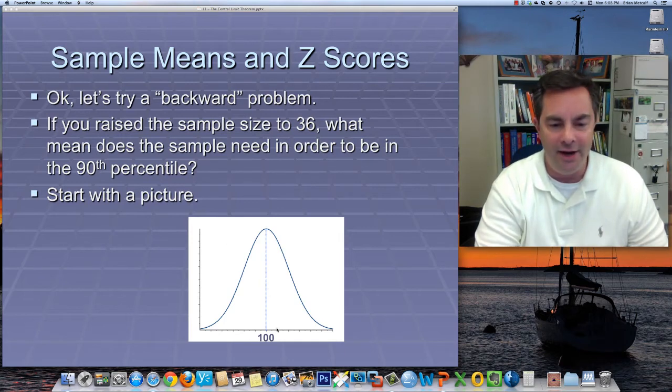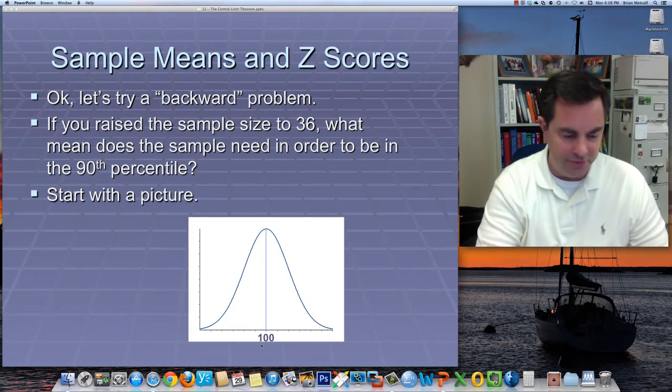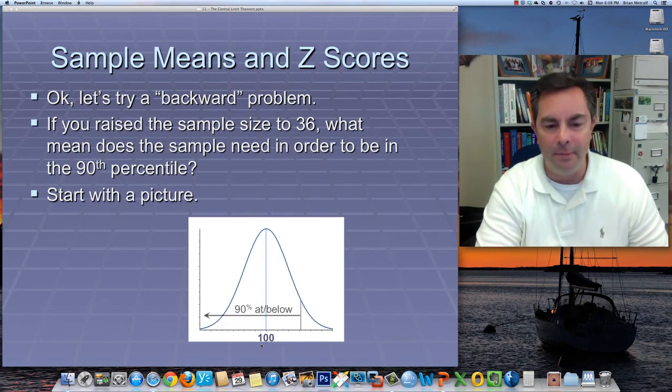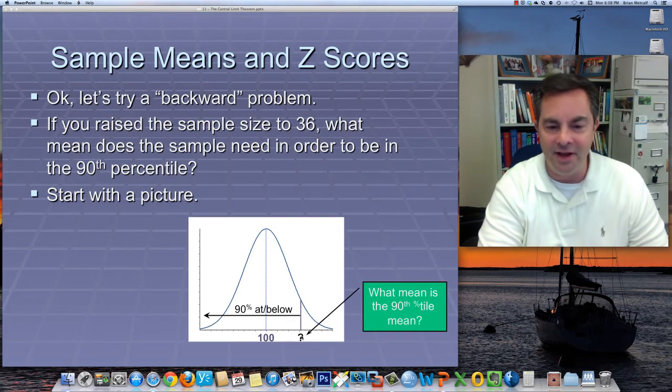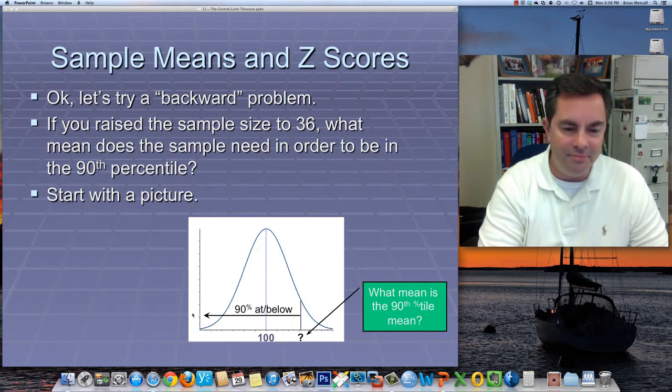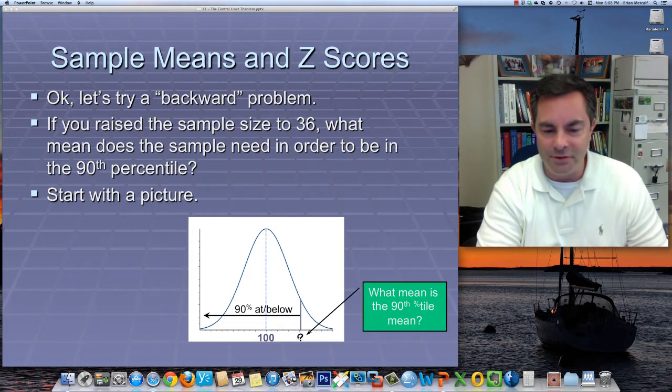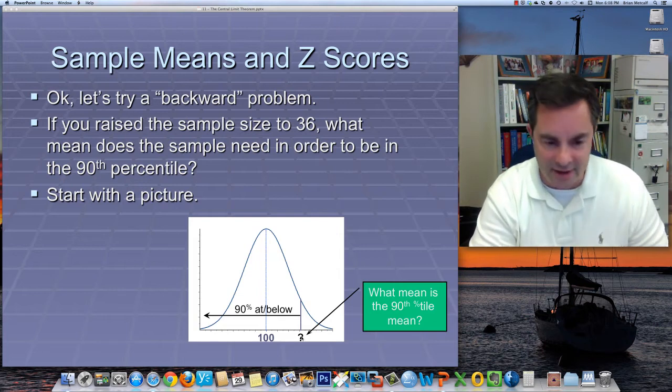They pile up that way, and I know it's an IQ problem, so I know that the middle of that sucker is going to be 100. Where would the 90th percentile be? I'm going to draw it approximately. It doesn't have to be to scale. Right around there. That's a line that I think cuts off 90% at or below it, leaving just 10% above it. Only 10% of the means would sit above this number. So that's the question. What is that mean sitting there under that line? What does that 90th percentile mean?